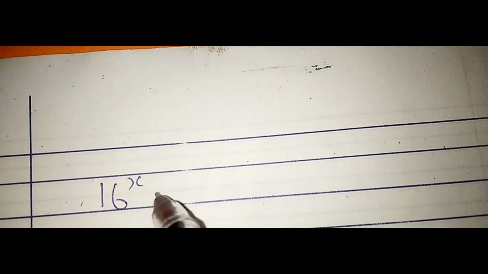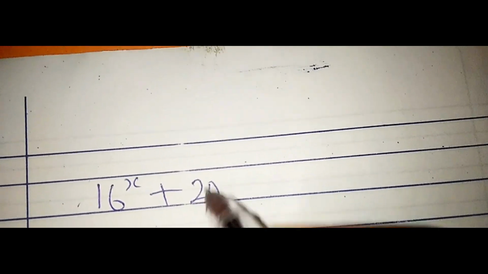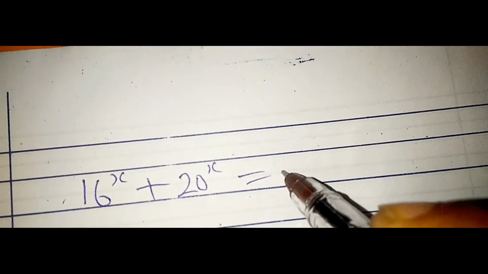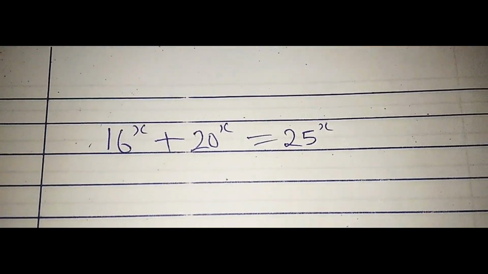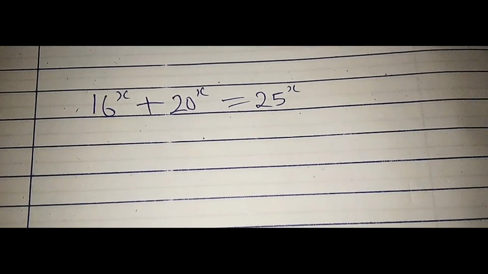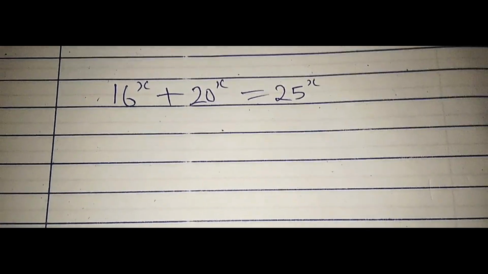I'll be solving a question. Now look at this question. I saw this question in the group I belong to also. We have 16 raised to power x plus 20 raised to power x is equal to 25 raised to power x. We are asked to look for the value of x. So now, how do we go about this question?